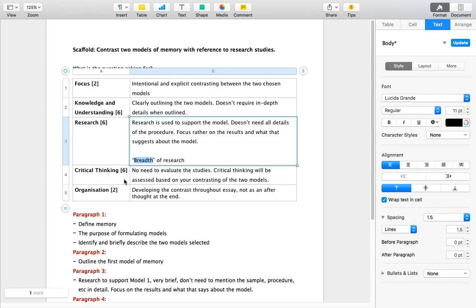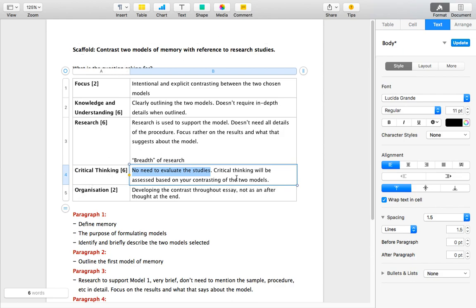Critical thinking: you have no need to evaluate the studies. Again, the question is not asking you to evaluate the studies. It's asking a very specific thing of you. So there is no need to evaluate the studies, whether it was a reliable procedure. All of those things are not going to fetch you any points for critical thinking in this command term kind of question.